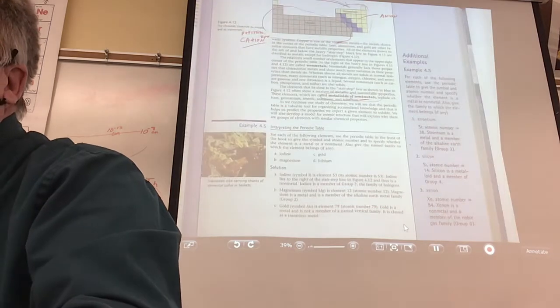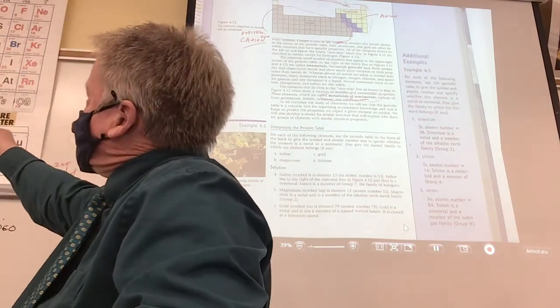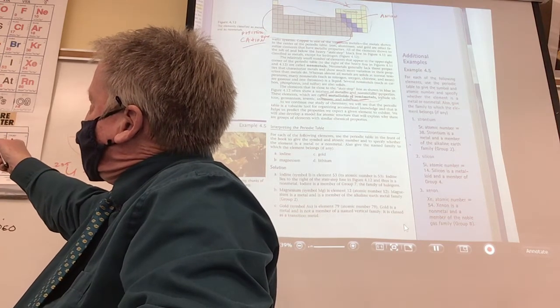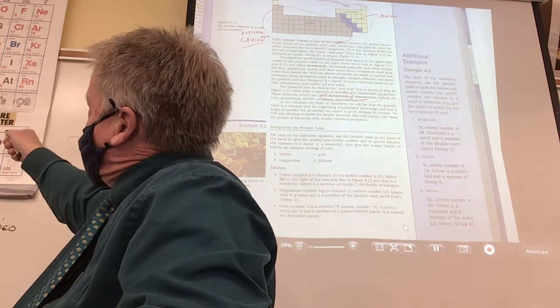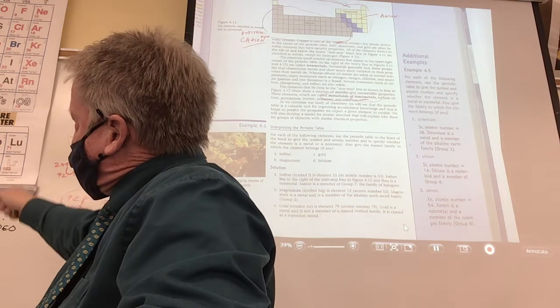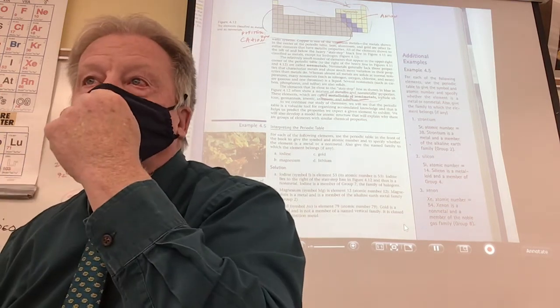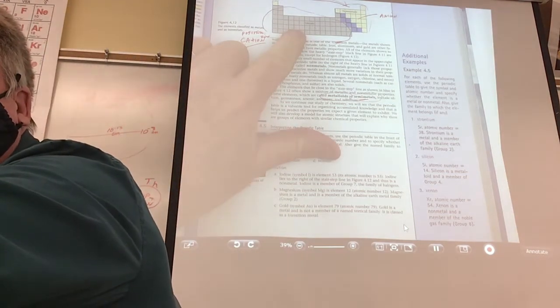Does everybody know where the metals are and the non-metals? Let's try that. See this little stair step here? Not counting hydrogen, see how it's separated? Anybody who's below that stair step, all these, are metals. There's a lot of metals on the periodic table. Look at this picture. See how they color-coded it?